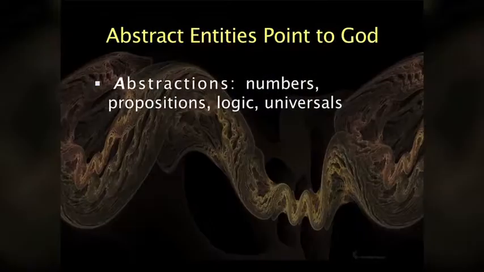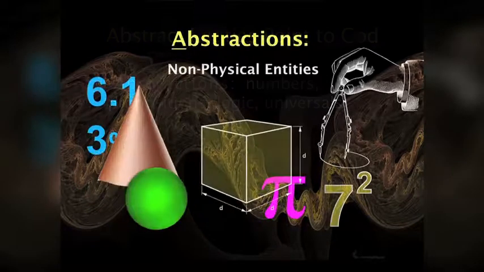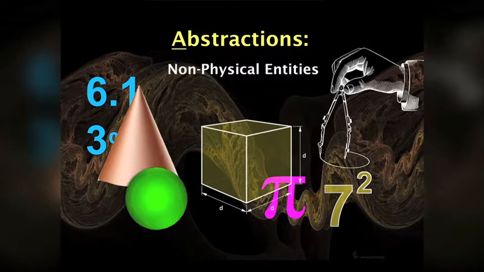Now the A in CLEAR: abstractions. What are abstractions? These are the invisible things of life. They're invisible and we can't touch them, but they're critically important to us. They're things like numbers and propositions, the laws of logic. They're universal principles. These are the things in the world that make the world meaningful and intelligible, but you can't see them or touch them.